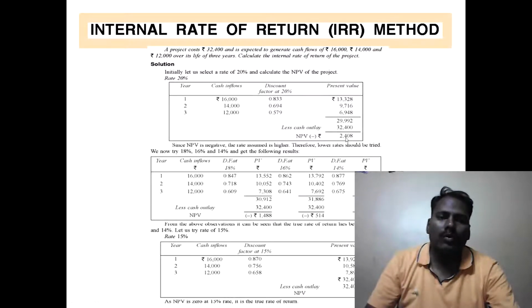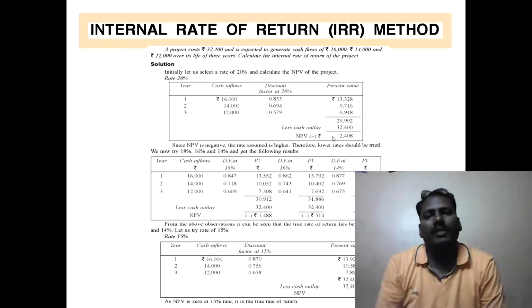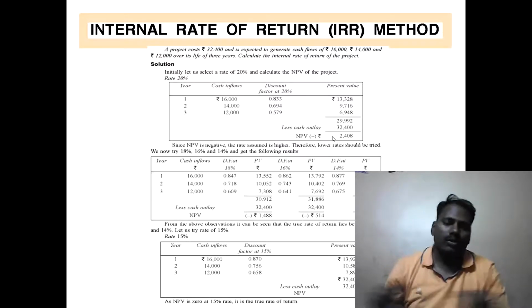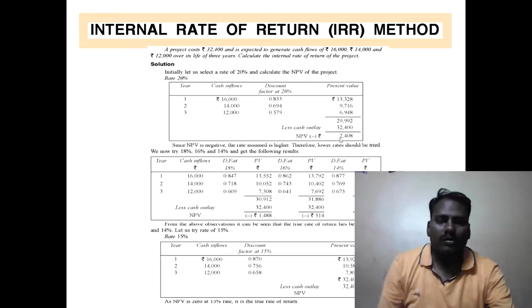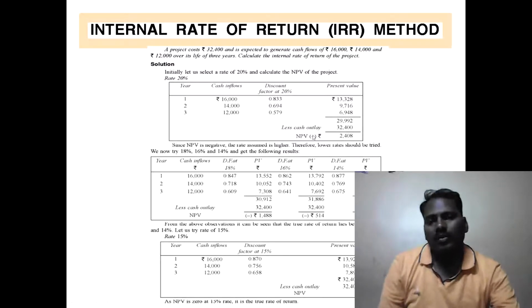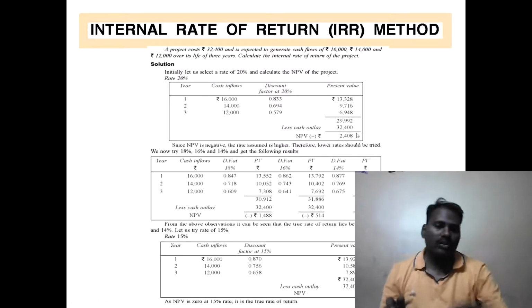This is minus 2,408. See, we want to find out rate of return R such that net present value is 0. Means we need to approach towards 0. On arithmetic scale, we need to consider now the next rate of return such that this negative value will try to approach 0. So we can take 18% as the next trial, calculate discounting factor, calculate present value and calculate net present value. Net present value is minus 1,488, which is less negative than minus 2,408. Means we are approaching towards 0.